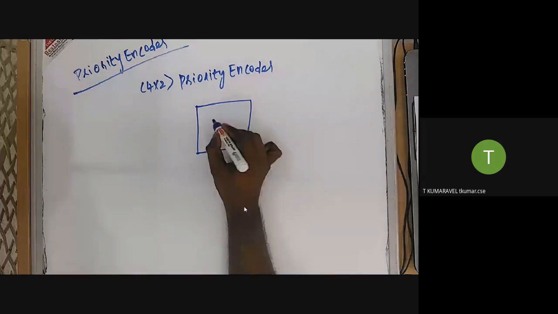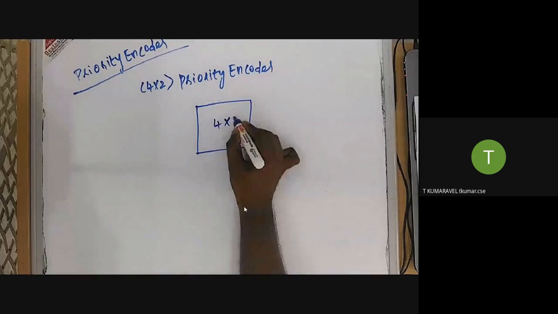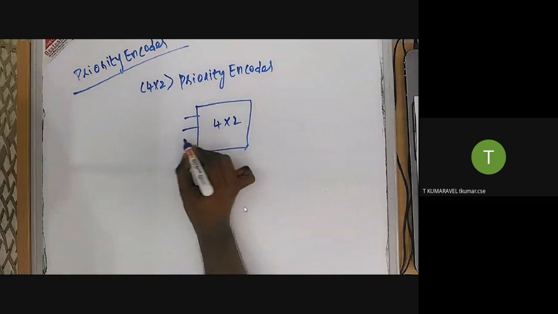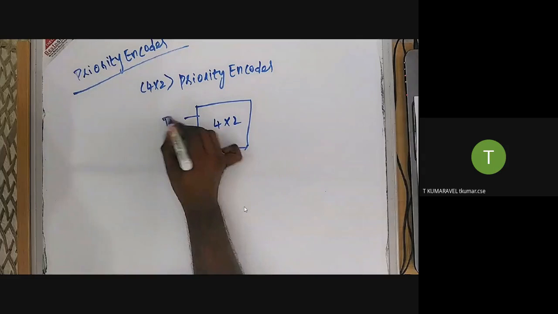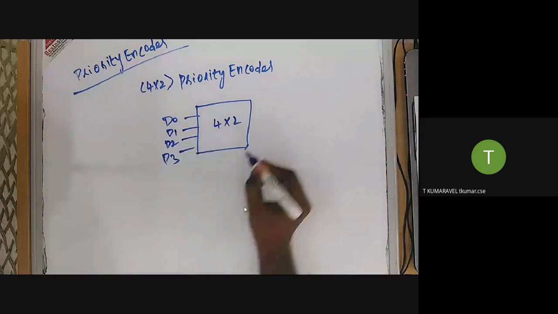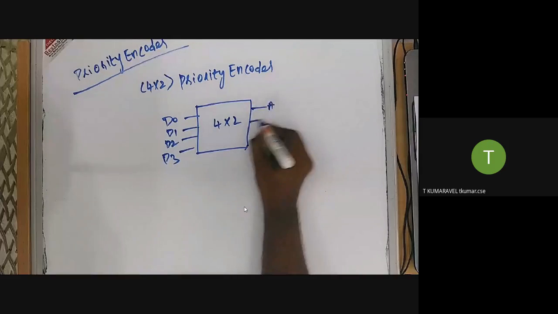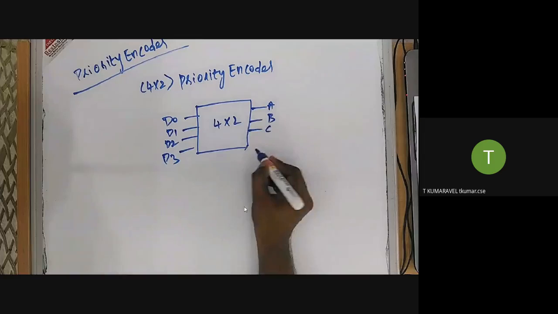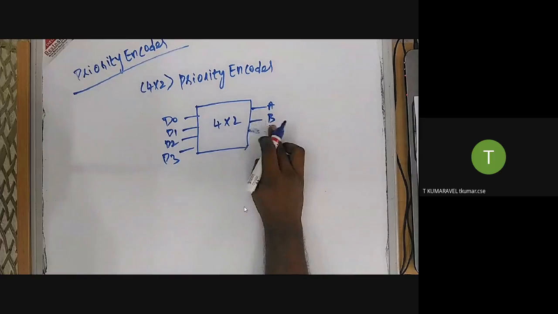For example, this is a 4 by 2. What is the meaning? It's going to take a 4-bit input: D0, D1, D2, D3. What about the output? The output is A, B. Sorry, the output is A, B.